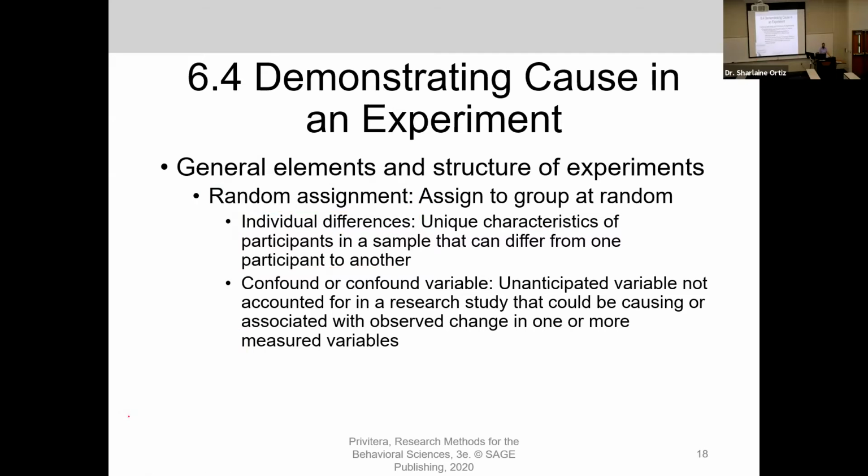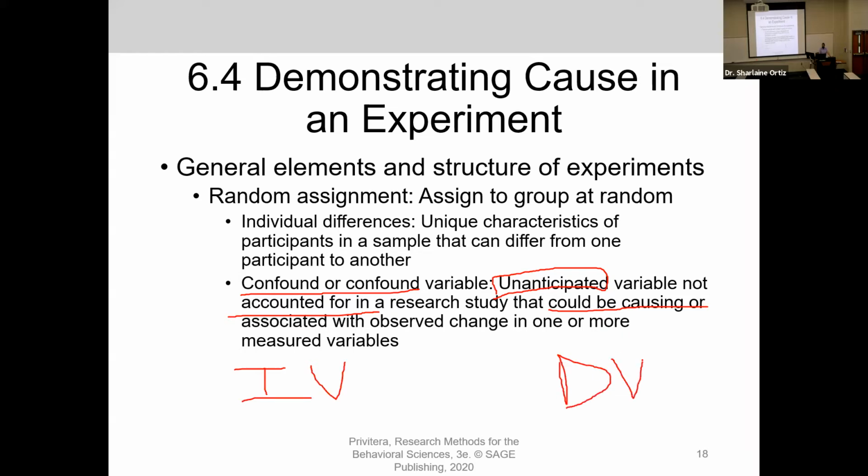There are other issues that we may come across when we're thinking about random assignment, and that is a confound, sometimes called a confounding variable. The importance of this variable is that it is unanticipated. It is an unanticipated variable that is generally not even accounted for. Not only that, it could even be impacting your study. It could actually be causing that difference, that cause and effect that you're trying to observe between that IV and DV.